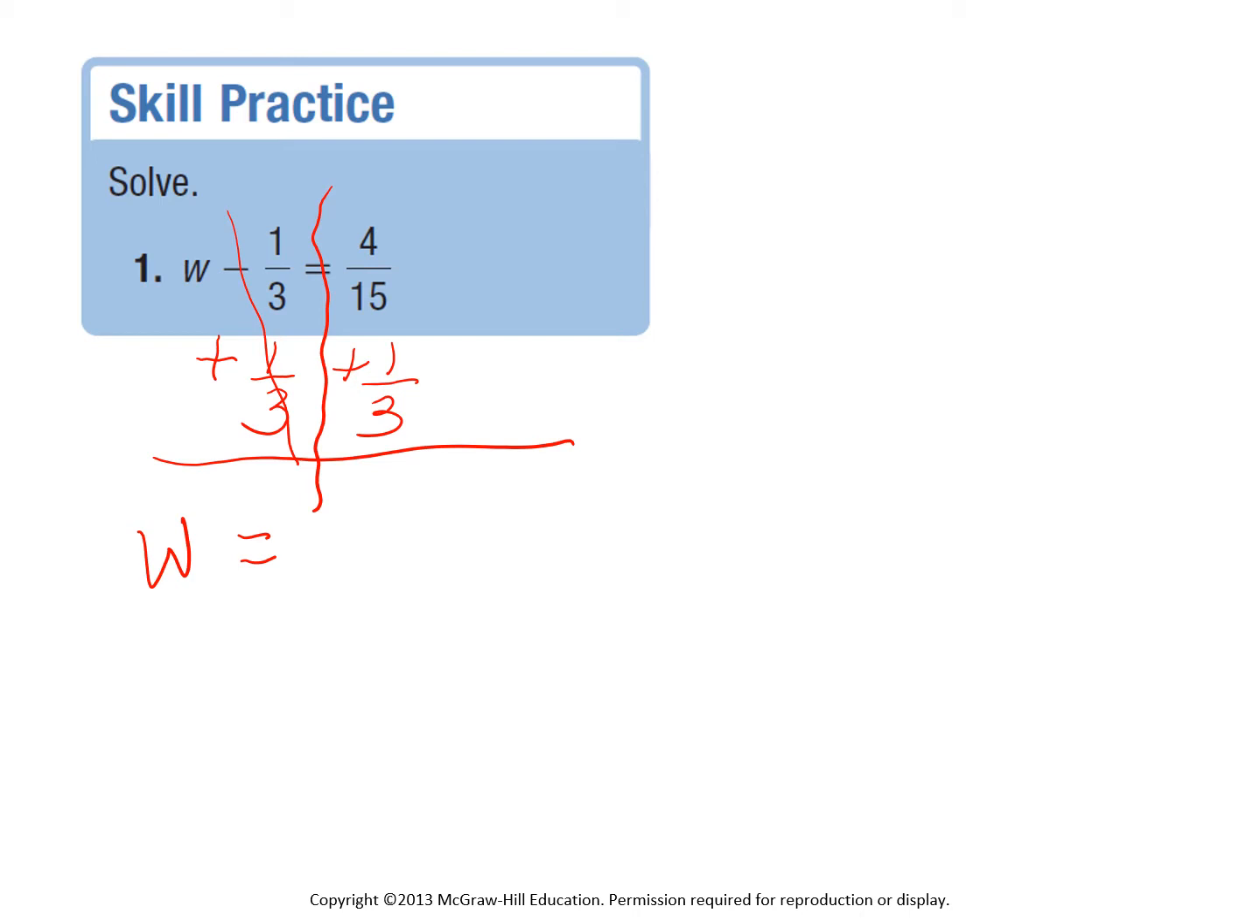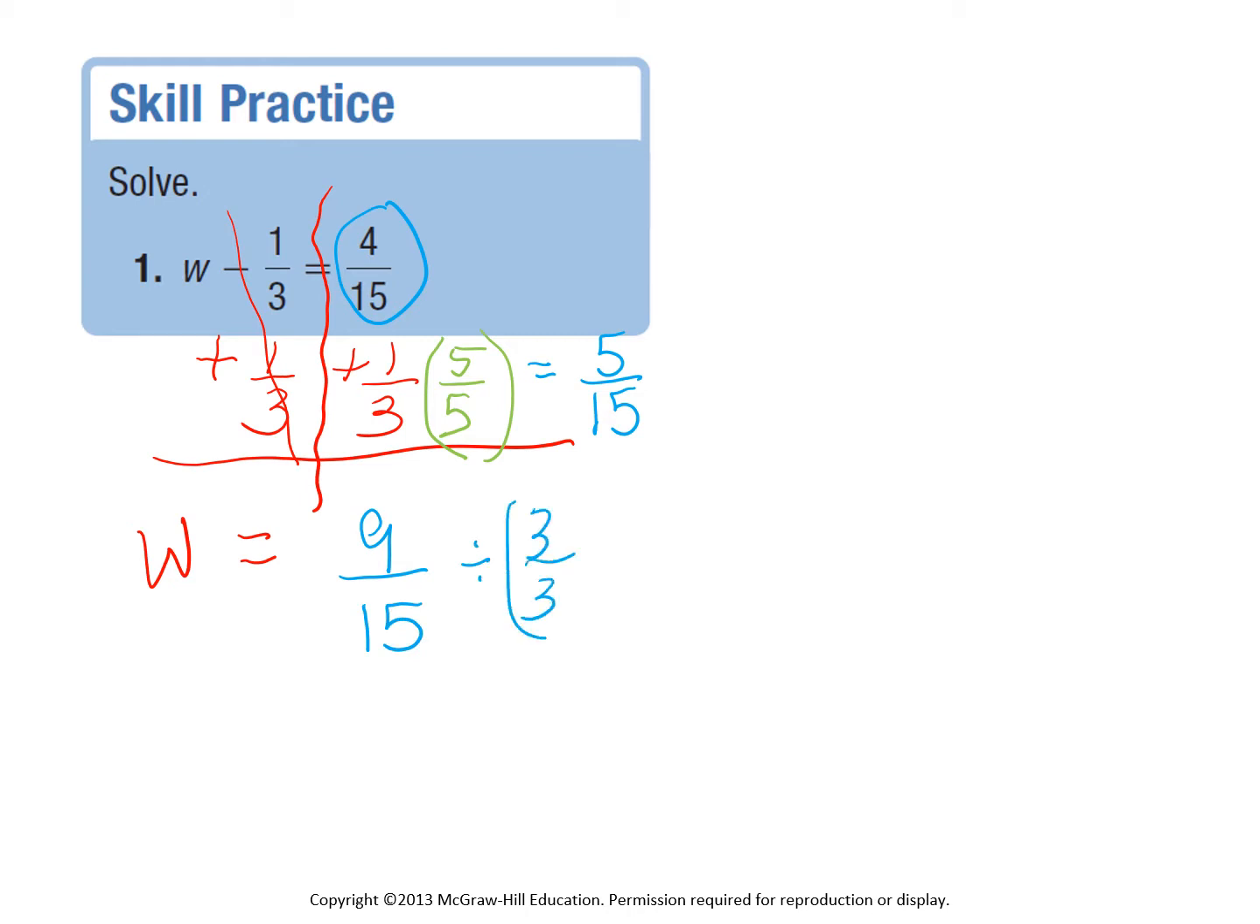So when I do this by hand, I need common denominators. So I will multiply here by 5/5. So I'm adding 4/15 plus, and this is 5/15. And so I get 9/15, but I do have to reduce this, and I can divide by a common factor of 3, and W will equal 3/5.